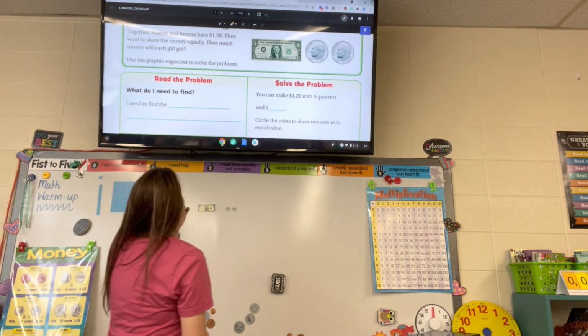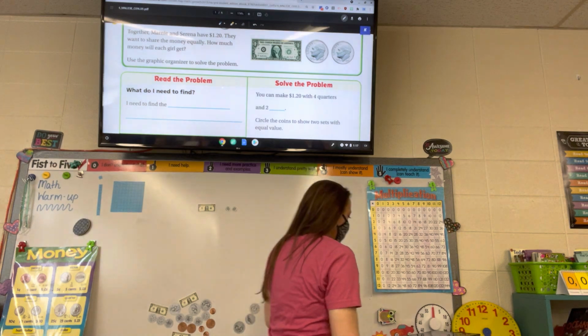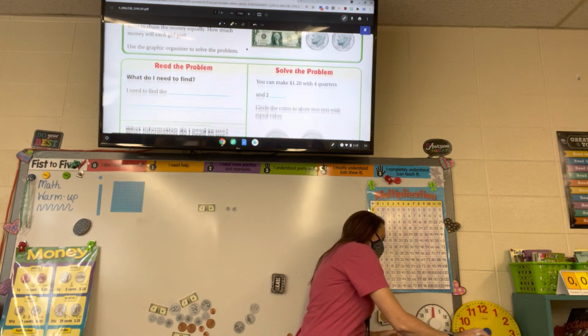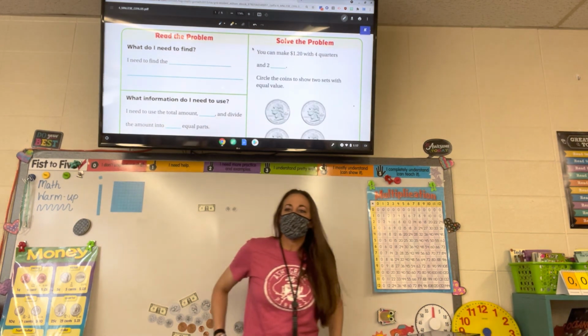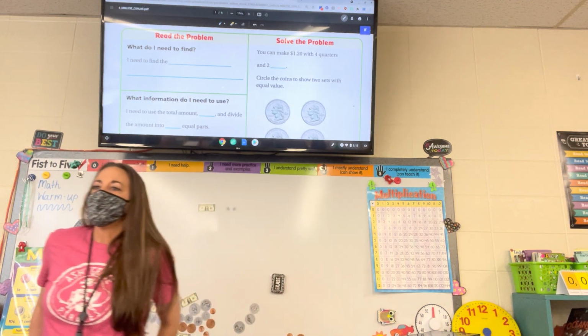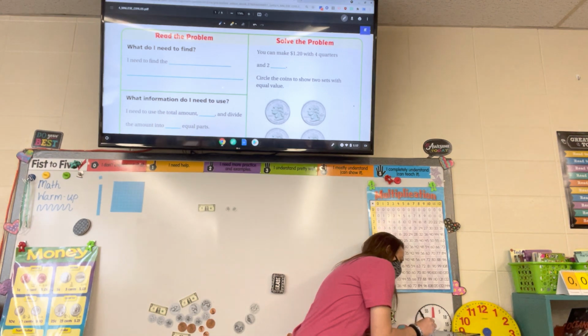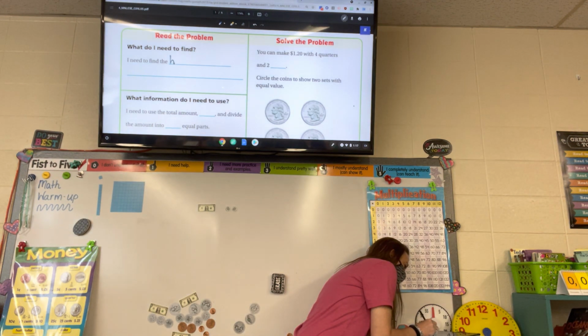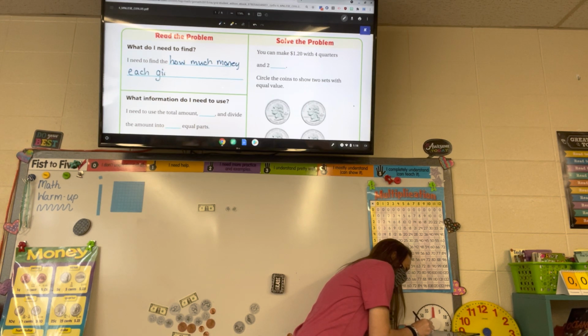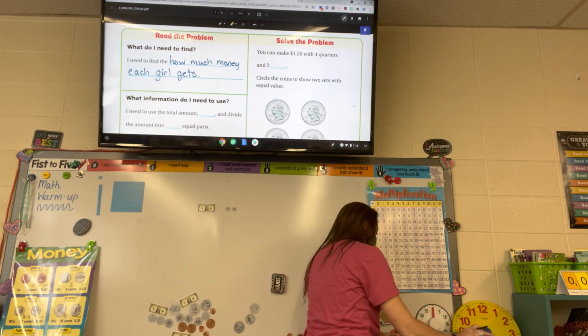It says use the graphic organizer to solve the problem. First it says, what do I need to find? What do we need to find, Dakota? How much money each girl gets? Very good. Go give yourself a point. How much money each girl gets? That's what we need to find.